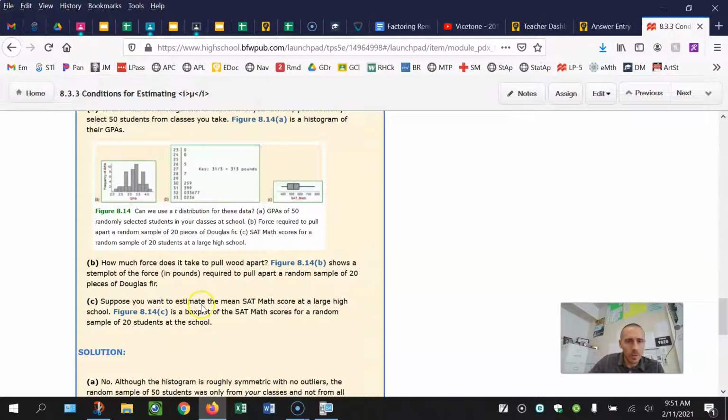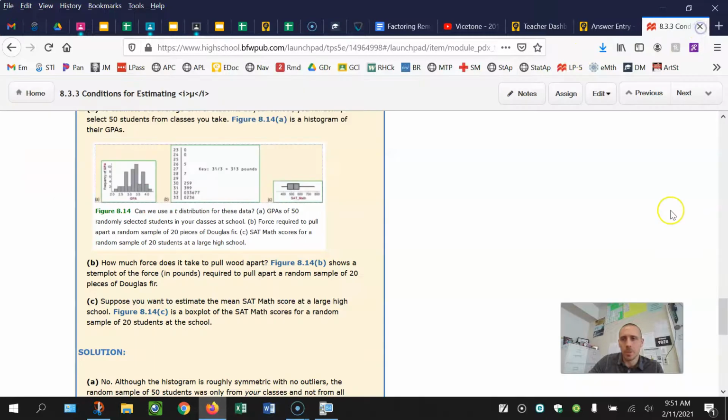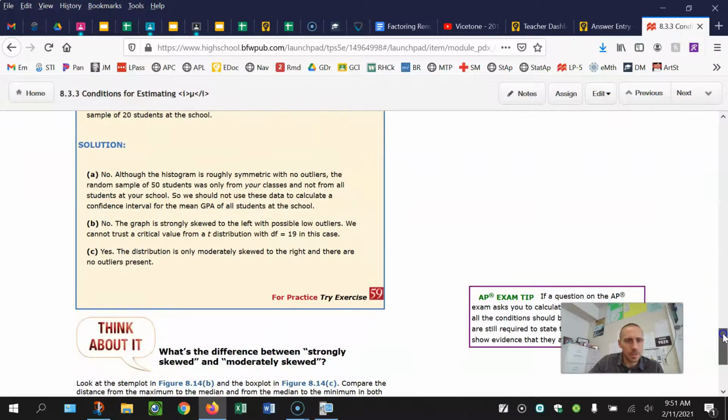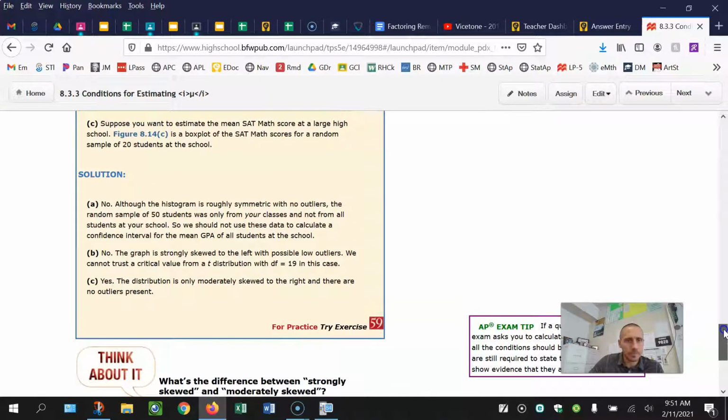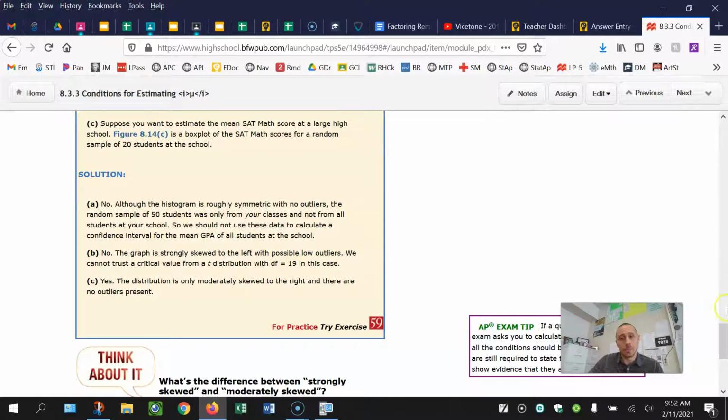For this third part, random sample check, 20 is not bigger than 30. So I'm going to have to look at the actual box plot here. I do have some skewness, but I don't have any outliers or really strong skewness, so I'm going to be okay there. So let's see. Okay, random sample. I overlooked that part. 50 students was only from your classes and not from the high school, so that's not really a random sample. So that is an issue.